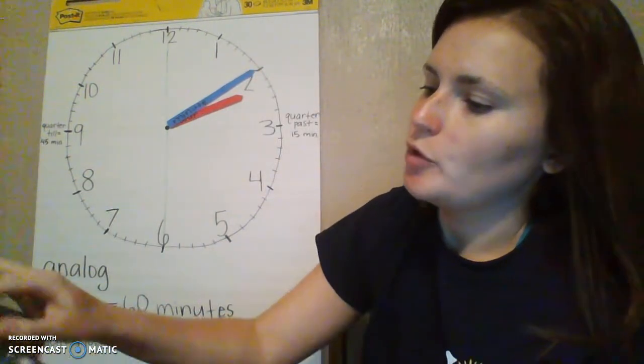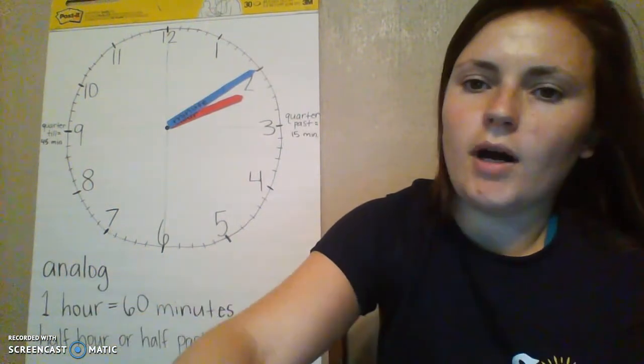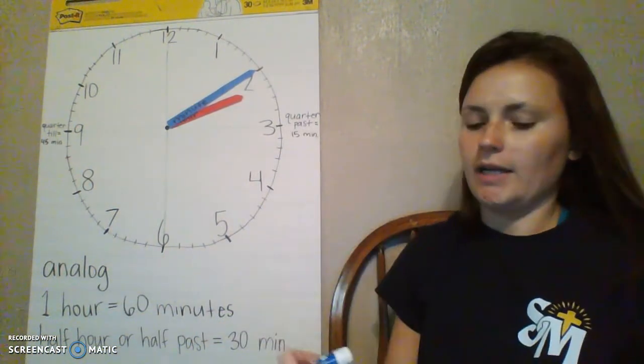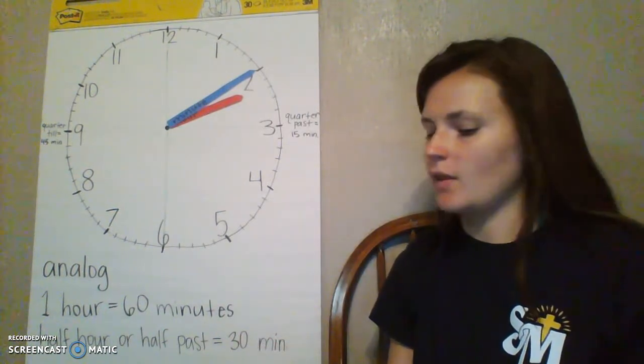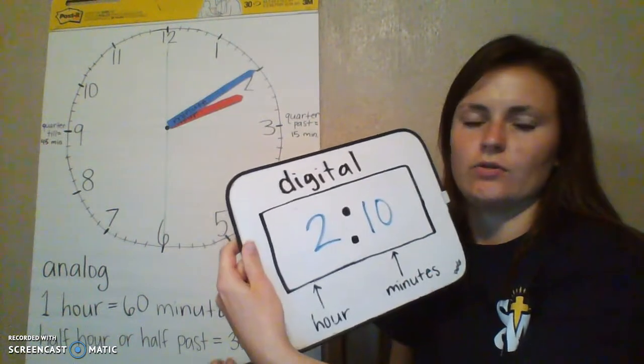So anytime your minute hand passes the 12, your hour hand moves to the next number, the next biggest number, 2:10.